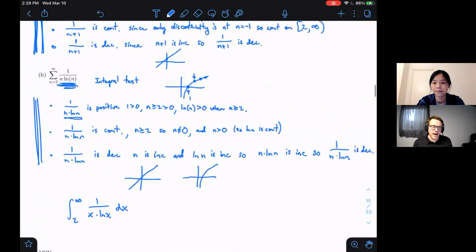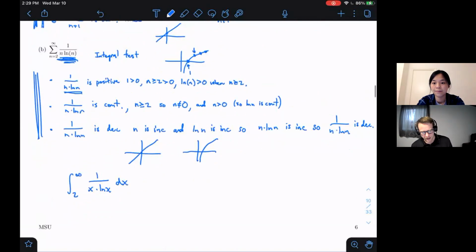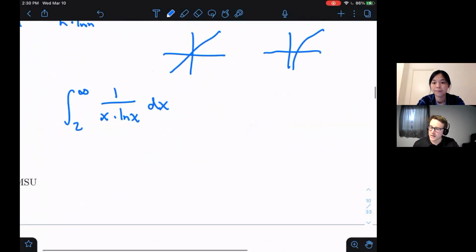I'm going to instead add up the area under this curve for this continuous function here, 1 over x times the natural log of x. And now I think back to all of my chapter 7 stuff. How do I integrate this one? And it turns out a nice u substitution will do the trick.